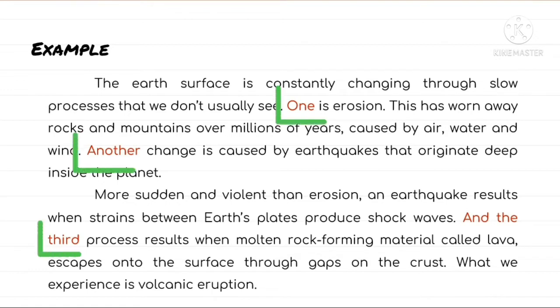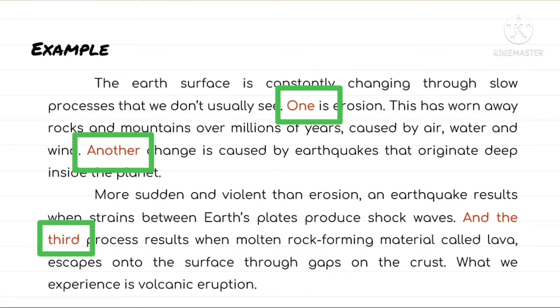Notice the words one, another, and the third. Those are the transition or signal words we can use. We use these to indicate the processes of how the Earth's surface is changing.